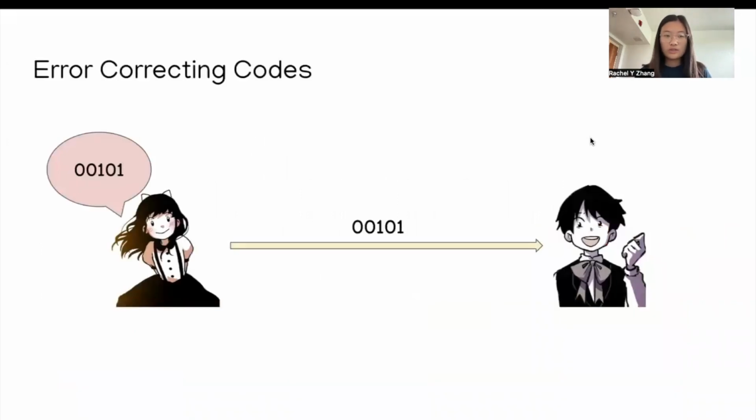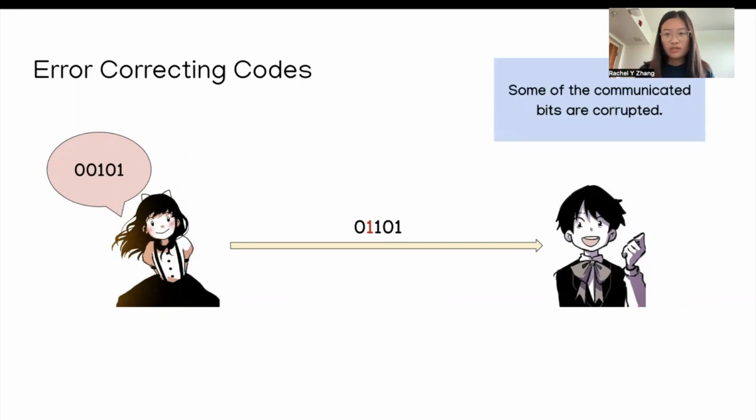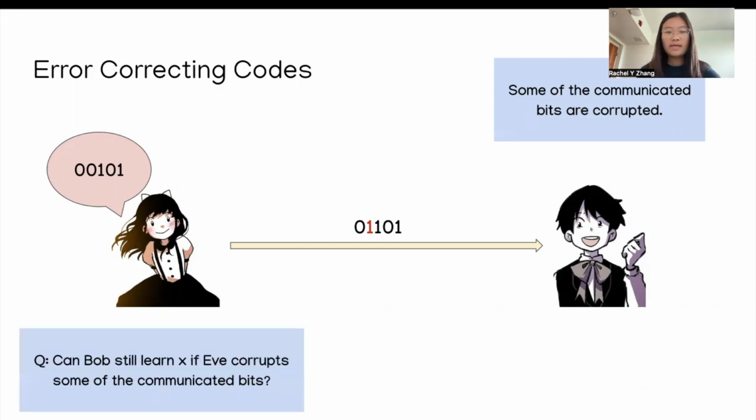In an error correcting code, the goal is, suppose Alice has a message that she wants to send to Bob. If there's no noise, she could just send over her input exactly. But what if the channel is noisy? In particular, suppose that some of the communicated bits are corrupted. For instance, if Alice was trying to send 00101 to Bob, but the second zero is corrupted to a 1, Bob might not be able to figure out that she intended to send 00101. So the question is, can Bob still learn X if Eve corrupts some of the communicated bits?